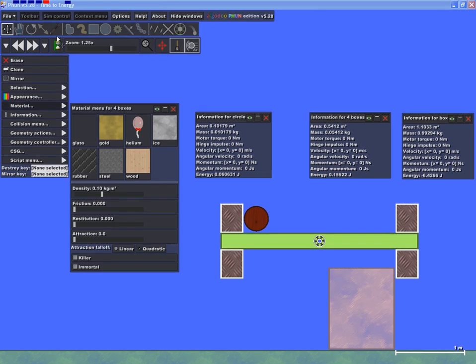So let's go ahead and run our test with the density of our 4 blocks set to 0.1 kilograms per meter square. You'll notice the energy in the 4 boxes is just a little over 1.15 joules. That's the energy. The mass of the 4 boxes is 0.05 kilograms. You can watch that as the acceleration occurs. So here we go.